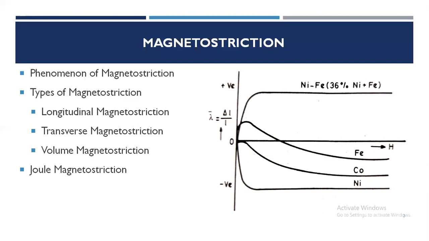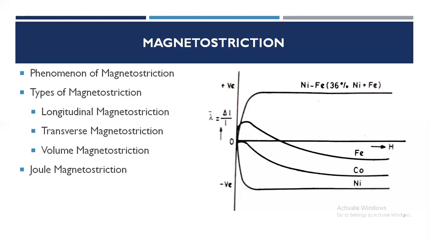Actually, we are here principally concerned with the Joule effect, or the change in length occurring in the direction of induced magnetization. This change, which you can indicate with delta L in the figure shown here, is the change in length divided by the original length. Change in length divided by original length is called Joule magnetostriction, indicated by lambda. The symbol lambda is usually used for this ratio, change in length divided by original length. That is nothing but Joule magnetostriction.